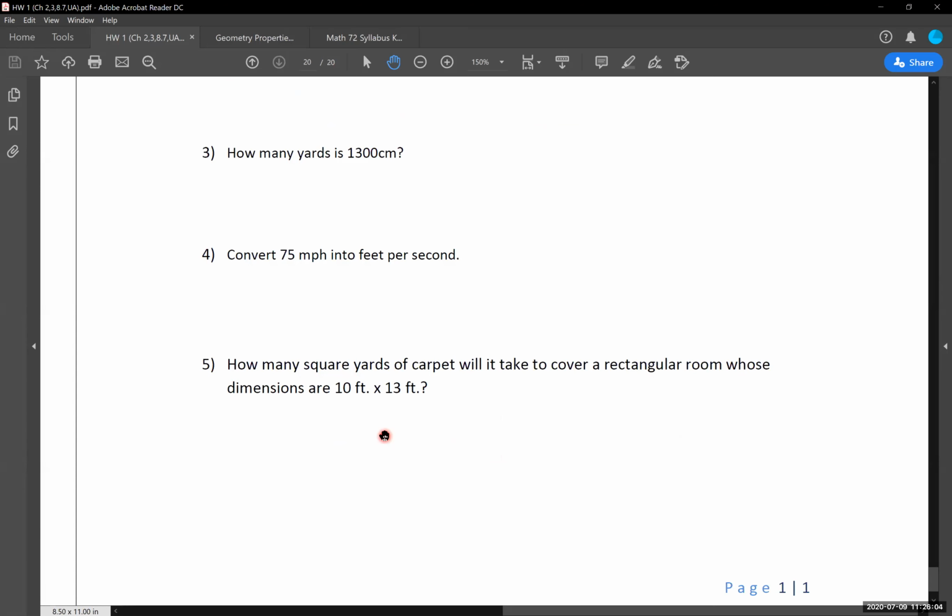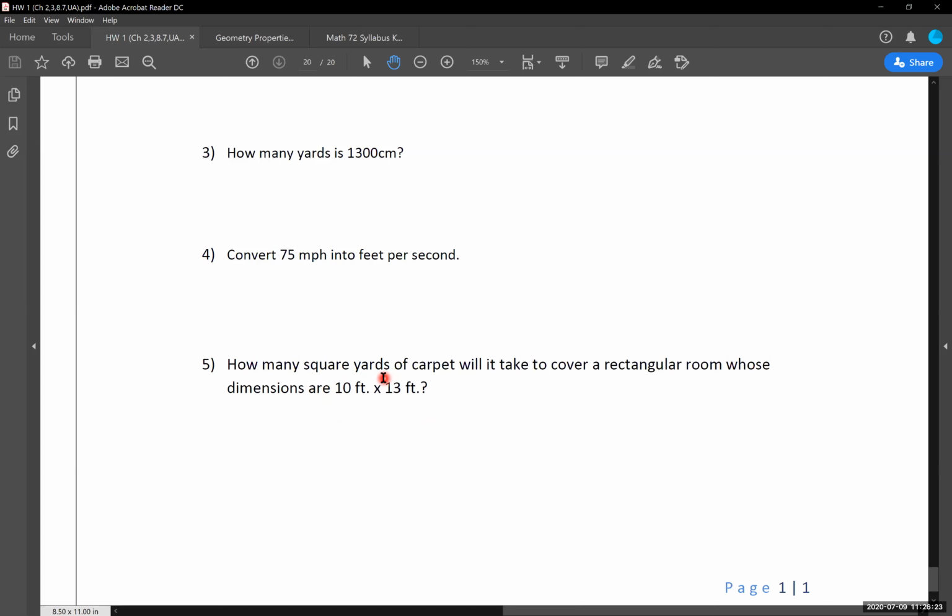So again, how many square yards of carpet will it take to cover a rectangular room whose dimensions are 10 feet by 13 feet? So we have a little bit of setup that we need to do, because we kind of know what we're going to end up with. How many square yards?